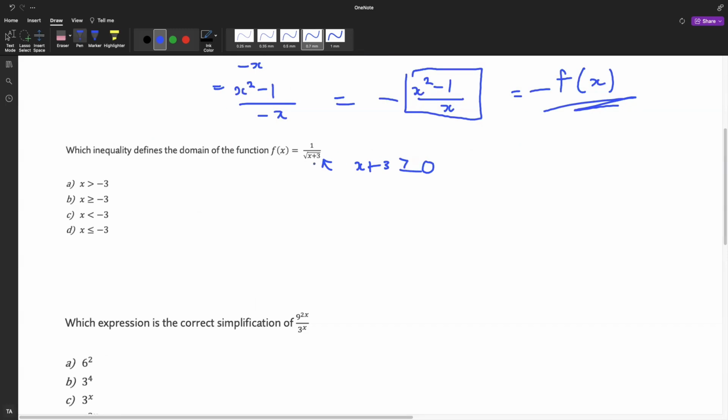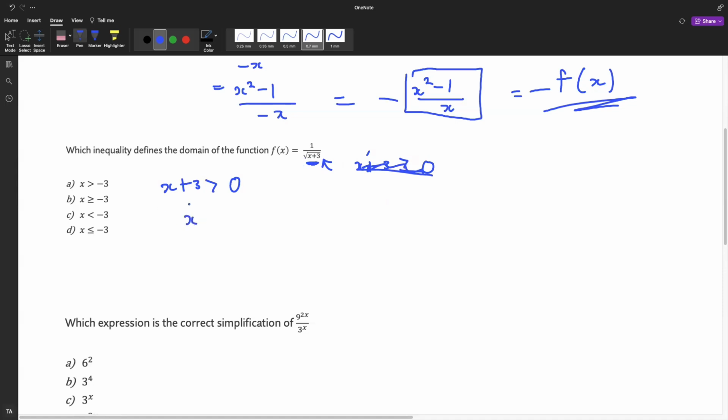But the other condition is that this is in the denominator. And if something is in the denominator, it cannot be equal to 0. Right? Because then we get an undefined function. So instead of x plus 3 being greater than or equal to 0, we're going to have x plus 3 has to be strictly greater than 0. Right? It can't equal 0 either. If it's just a square root, then it can equal 0. But since it's in the denominator, we can't have that equal 0.